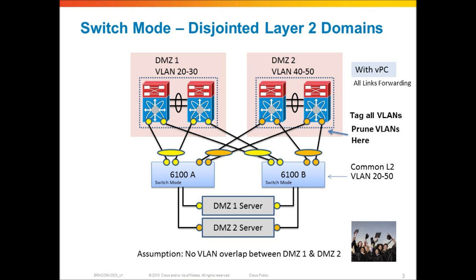We could potentially leverage VPC on these upstream domains to get all links forwarding for all VLANs, just to get all paths available. But ultimately what we were able to achieve here was creating a common Layer 2 domain with a Layer 2 switch connected to both networks, and that was by converting the Fabric Interconnect to switch mode. And there is no concept of a broadcast listener link that would create any problems with any servers seeing or not seeing broadcasts that they should be seeing.